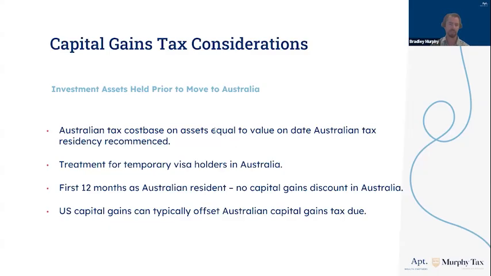So if you're a US citizen, obviously you're going to keep paying American tax on the sale of shares. There'll be a foreign tax credit in Australia for any American taxes you're paying on the gains.